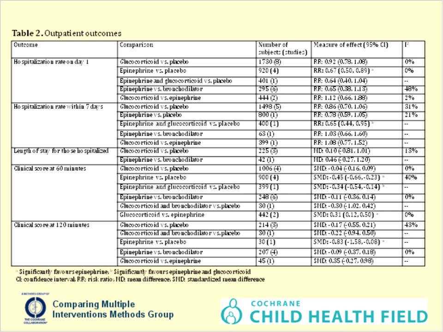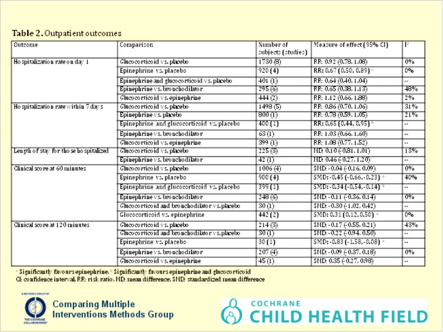So this is an example of a table that we included in our overview on bronchiolitis. In this case, we decided to do 3 separate tables. You'll see here that this table is looking at outpatient outcomes, and we also had 2 other tables for inpatients and ICU patients. So in this table, all of the outcomes are presented in the first column, and the comparisons examining these outcomes are in the second column.